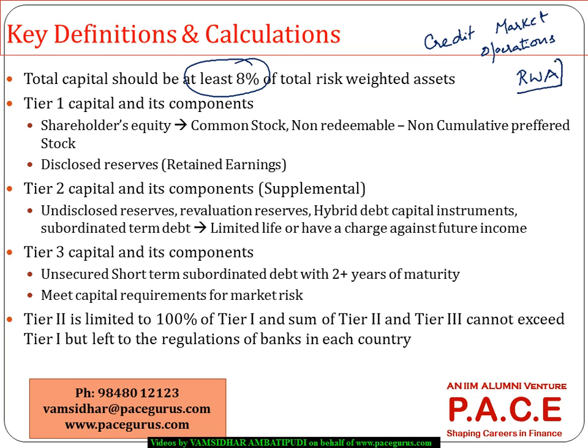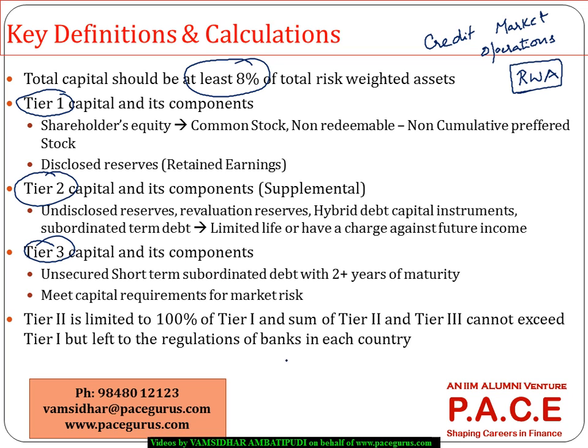Now the definition of risk weighted assets is defined differently for credit risk, for market risk, and for operations risk. And whatever way I use to find the total risk weighted assets, 8% of that will be the minimum capital requirement. In that capital there is also a breakup. There is something called tier 1 capital, tier 2 capital, and tier 3.